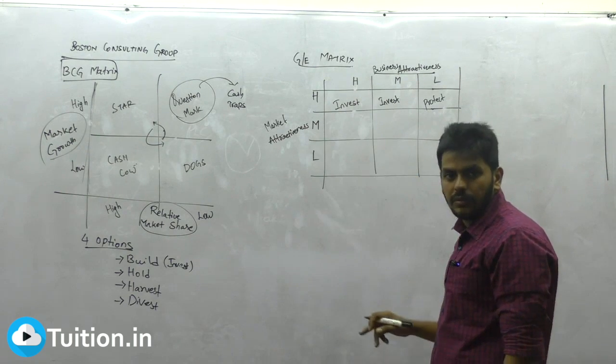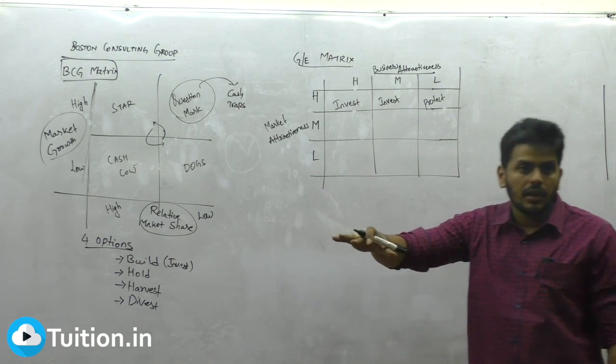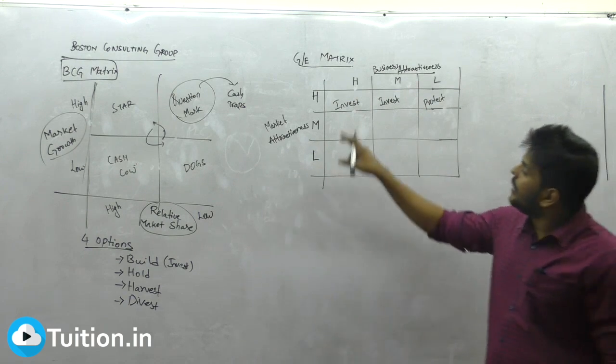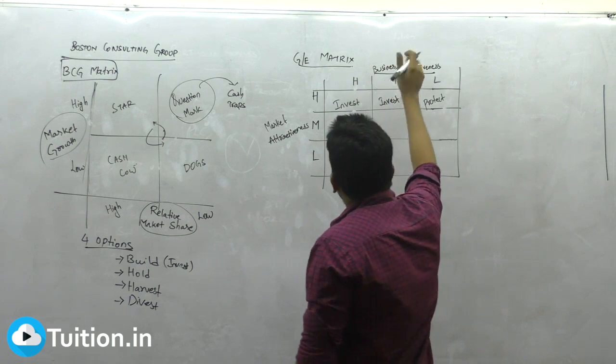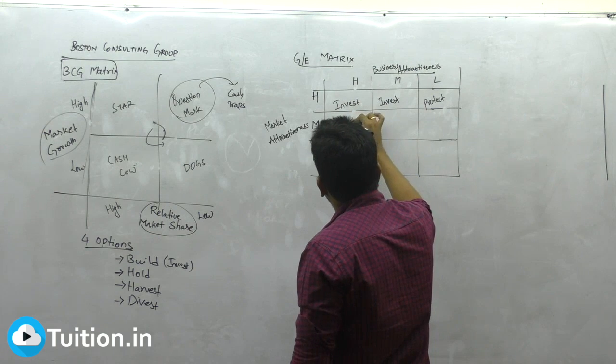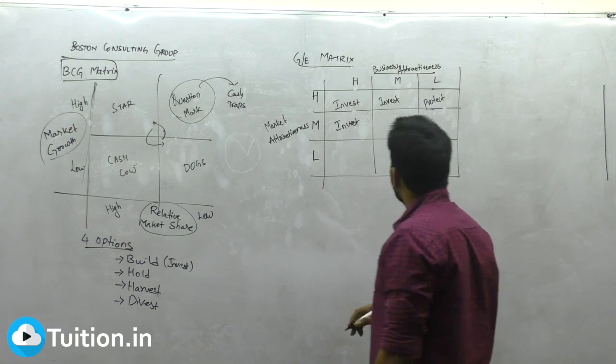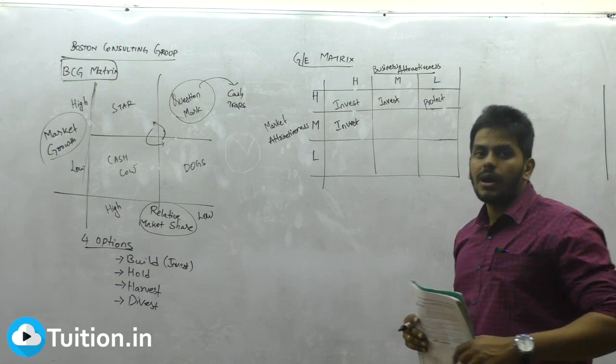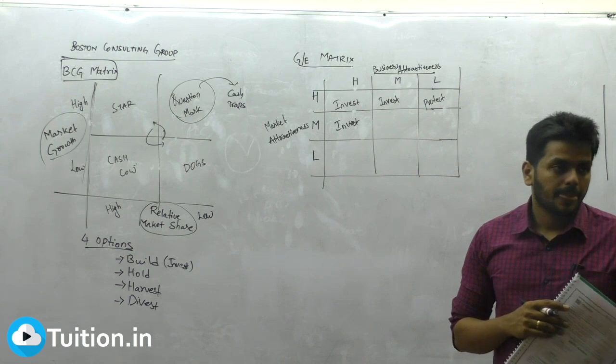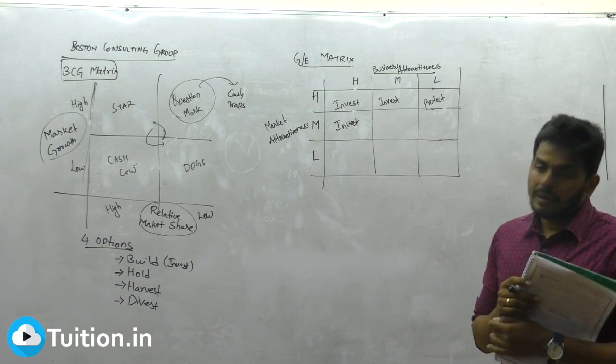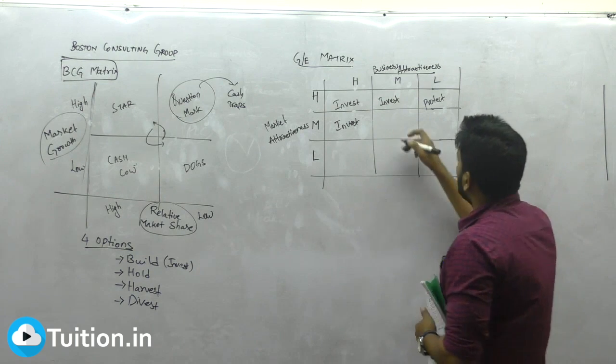Medium to high also you will do the same thing, because the market is okay. It's not great, it's not bad. But at the same time, the product is a fantastic product. So I will still invest in my product. Market attractiveness is good. Fantastic. Decent. My business is also decent. So I can still continue to invest.